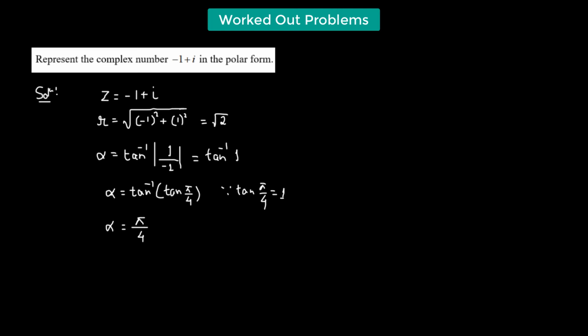Now we see that the real part of the complex number z is equal to -1, and this value is less than 0, while the imaginary part of the complex number is equal to 1 and this is greater than 0. So that means our complex number z lies in the second quadrant.